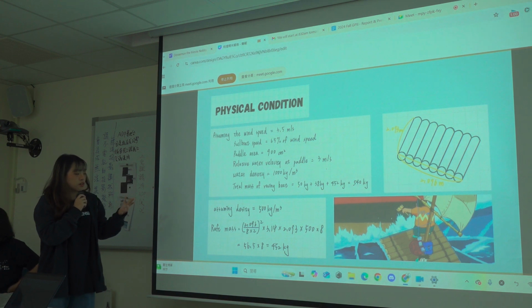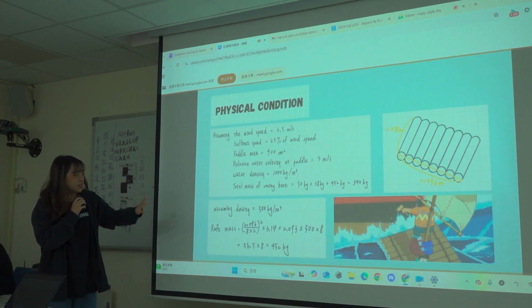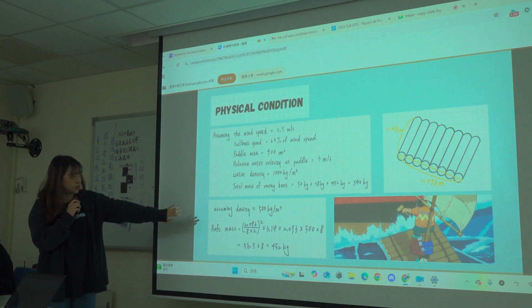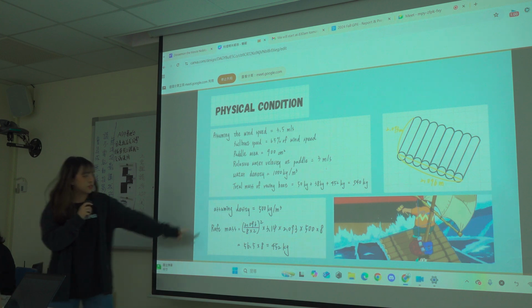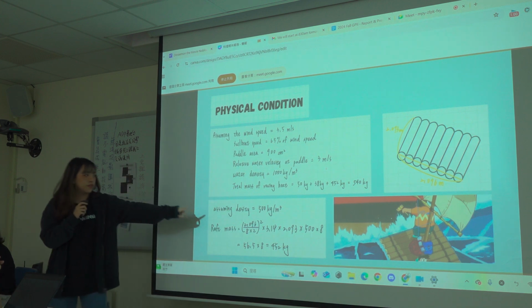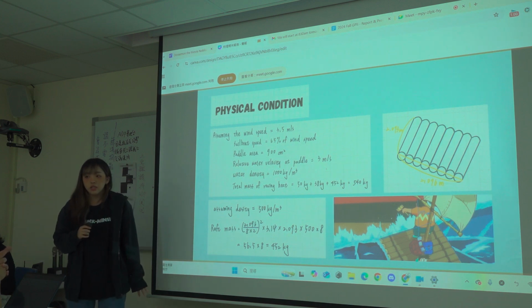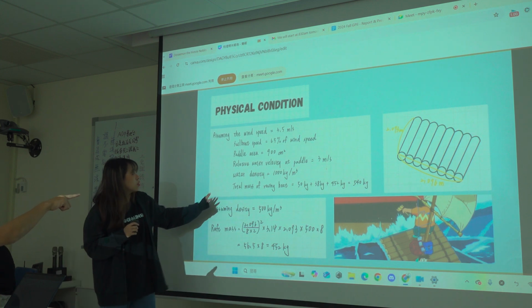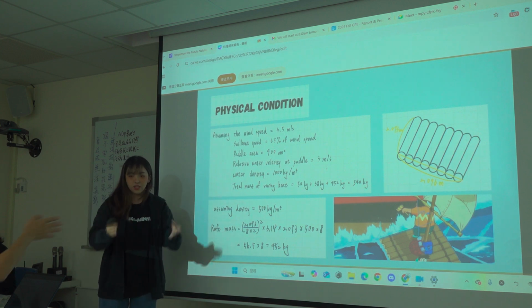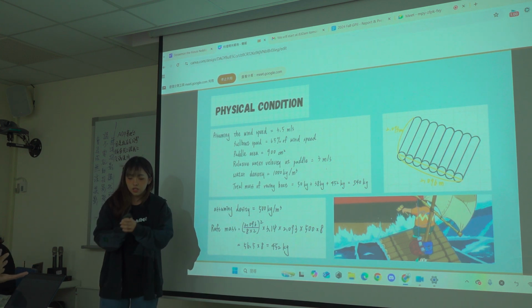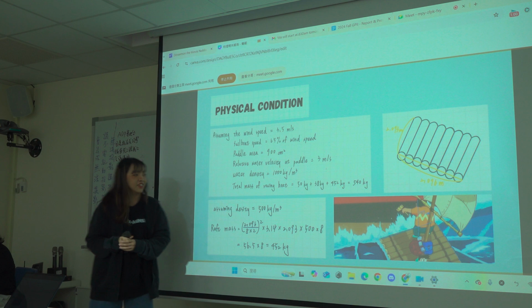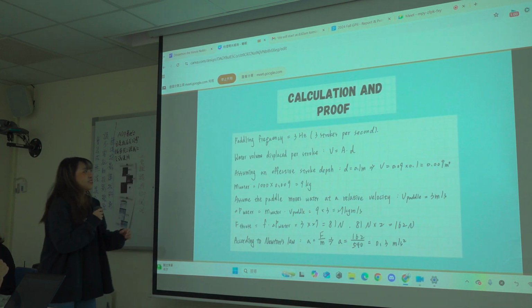The density of pine wood ranges between 400 and 600, so I assume the density is 500 kilograms per cubic meter. Is the water velocity against or for? Water velocity, 3 meters per second, is it coming from behind or front? Oh, this is the paddle velocity. Okay, so it's my calculation.